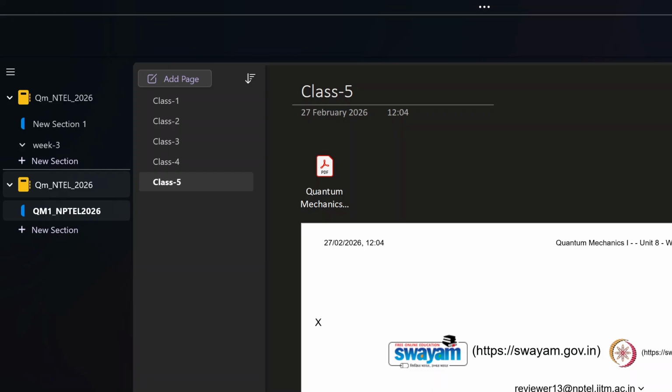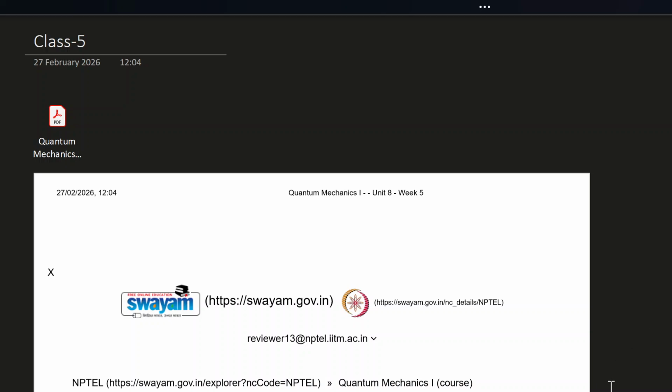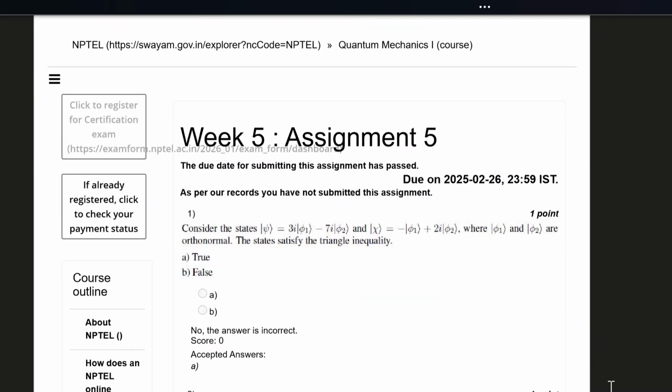Okay, so let us start with the questions of week 5 assignment. Question number 1 is, consider the state psi is equal to 3i phi 1 minus 7i phi 2, and another state chi as some linear combination with coefficients with phi 1 and phi 2 again, where these phi 1 and phi 2 are what? They are the orthonormal unit vectors or basis vectors, you can say.